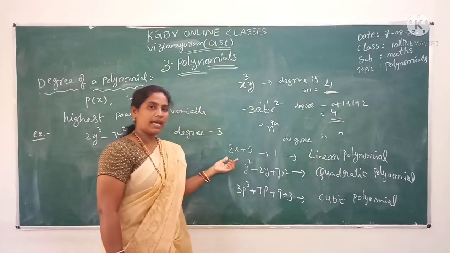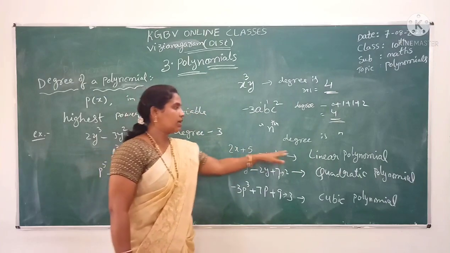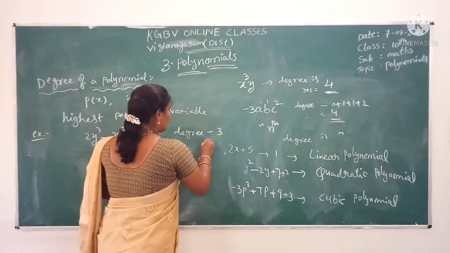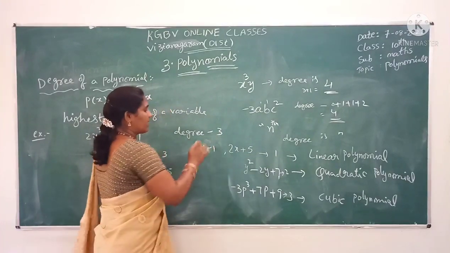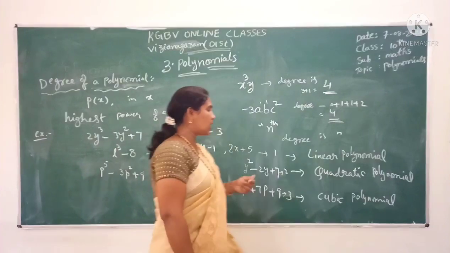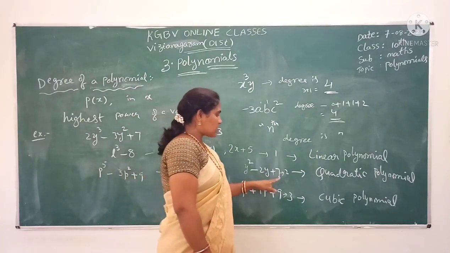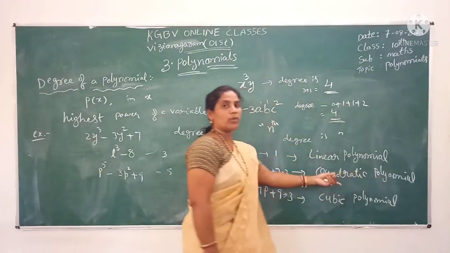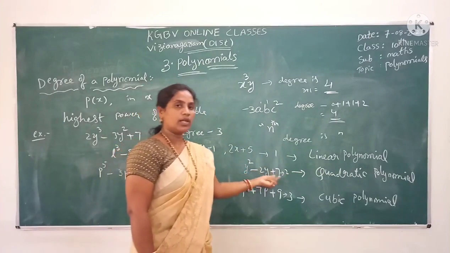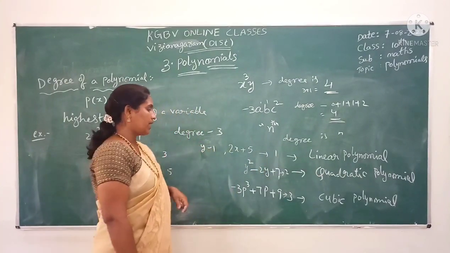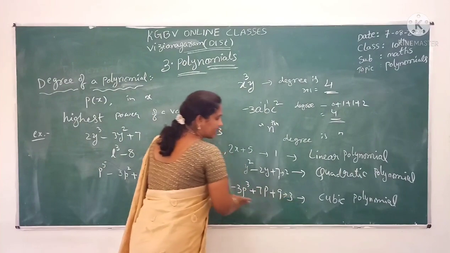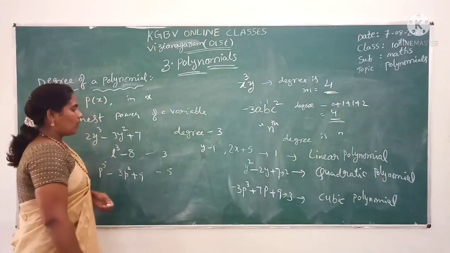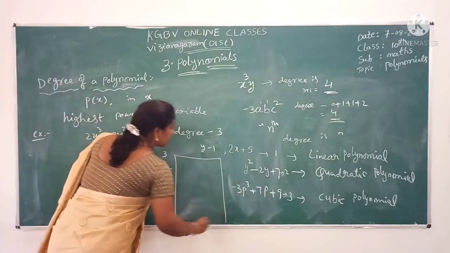A polynomial having degree 1 is called a linear polynomial. For example, 2x plus 5 and y minus 1 are linear polynomials. Y square minus 2y plus 7 has degree 2, so this is a quadratic polynomial. A polynomial with degree 3 is called a cubic polynomial. What is the degree of constants?